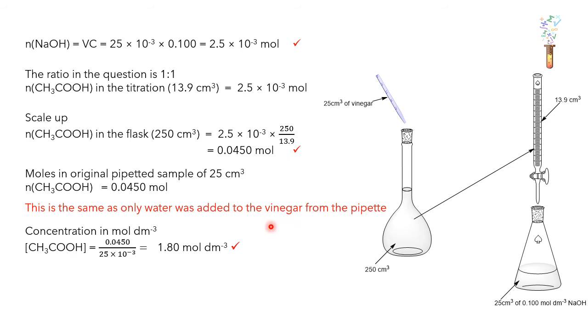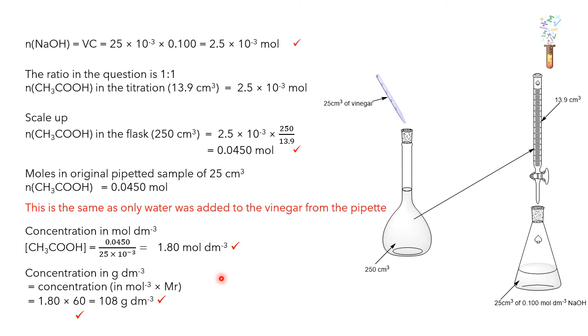So if you imagine a cube that is 1 decimetre by 1 decimetre by 1 decimetre, a 1 decimetre cube, there's 1.8 moles in it. And the question is just asking you how many grams are in it. So how do you convert moles to grams? Well, you times by MR. So there's a little mark there for adding up the MR of the vinegar, the ethanoic acid, and then a mark for calculating the answer.